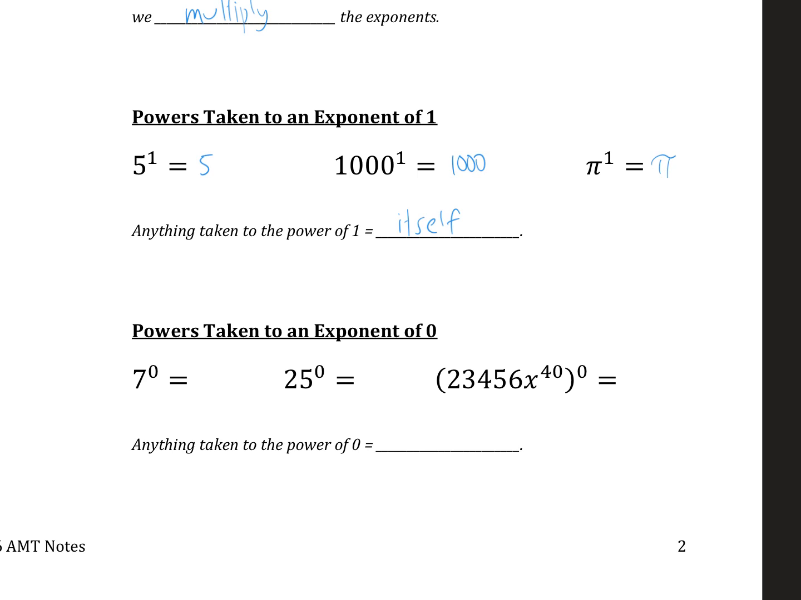All right, last one's a little tricky. What are things taken to the 0 power? You may want to use a calculator for this too, but 7 to the 0 power is going to be what? It's going to be 1. Same thing, 25 to the 0 power is 1. And be careful, this is kind of complicated here, this big thing right here. But this whole thing, because it's the 0 power, it's going to equal 1. You don't need to actually solve anything. So anything to the 0 power is going to equal 1.